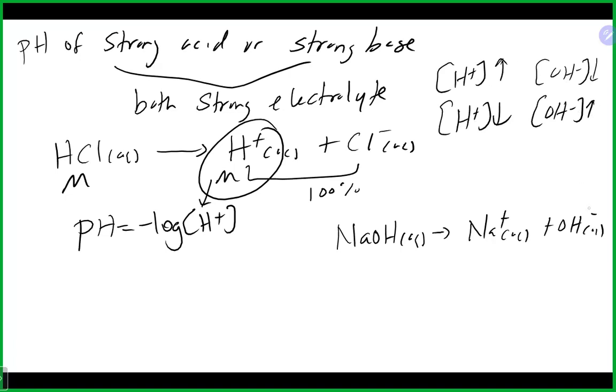So in this case, we're not really interested in the H plus, but we are interested in the hydroxide, and that's going to help us get to our pH. And once again, it is going to have 100% of these ions, and it is a 1-to-1 relationship in this particular case. So the molarity of my sodium hydroxide would be the molarity of my hydroxide.